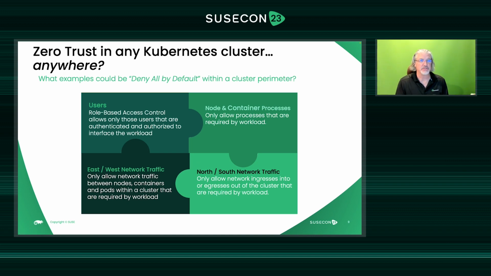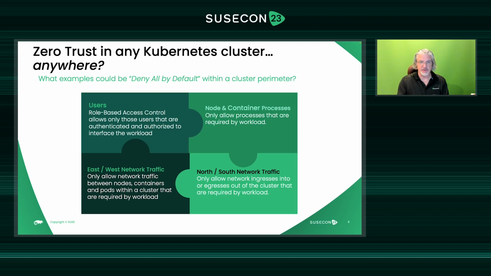What are some examples? We've talked about role-based access control. Node and container processes would be something that we might want to zero trust: deny all processes except for the processes that we specifically want to allow, which lets our workloads or applications operate. Then there's east-west network traffic. Inside of a cluster, we have east-west traffic and then north-south. North-south is usually the egress and ingress of network traffic into a cluster, and the traffic flowing within the cluster is considered east-west.